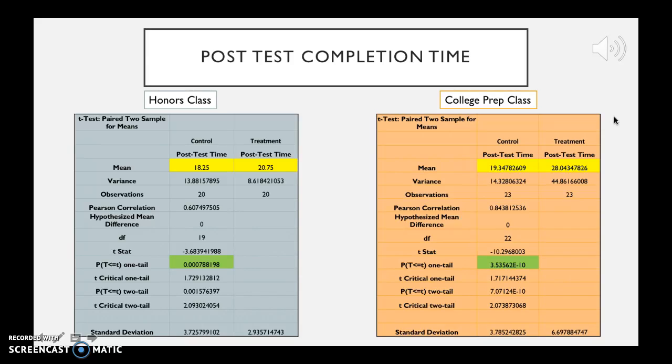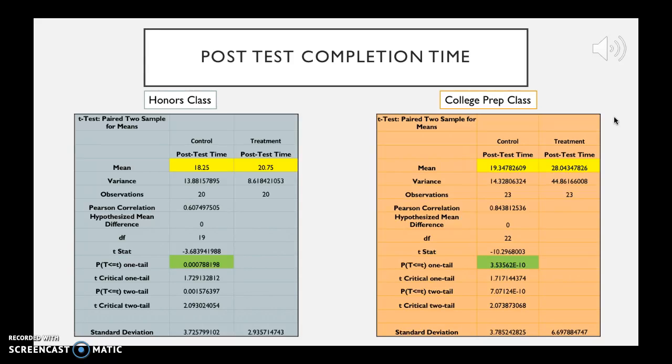In comparing the time it took to complete the post-test for treatment and control groups, the findings again suggested a clear difference as seen by the yellow highlighted numbers. For the honors class, there was a difference of 2.5 minutes between the control and treatment groups, with the control group taking an average of 18.25 minutes with a standard deviation of 3.7 minutes, and the treatment group taking an average of 20.75 minutes with a standard deviation of 2.9 minutes. The p-value indicated that the difference was highly statistically significant, as seen by the green highlighted number on the chart.